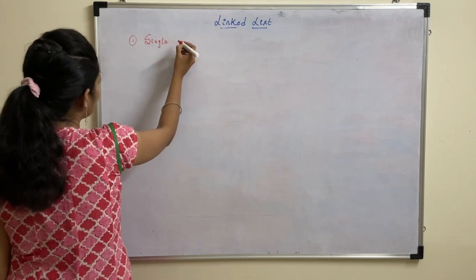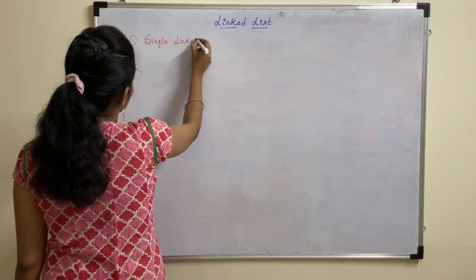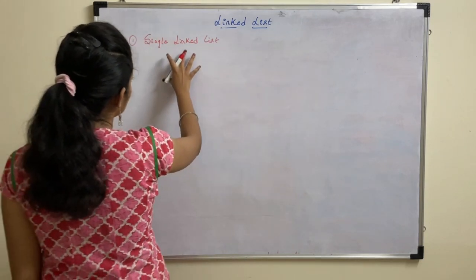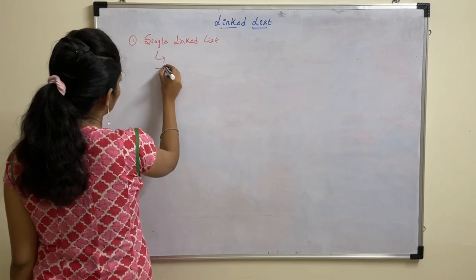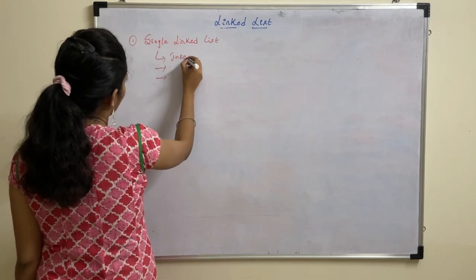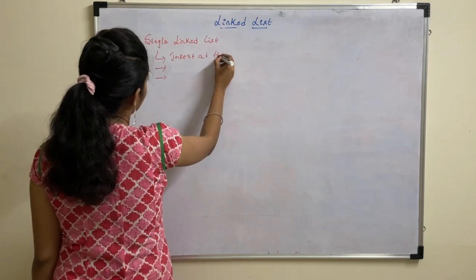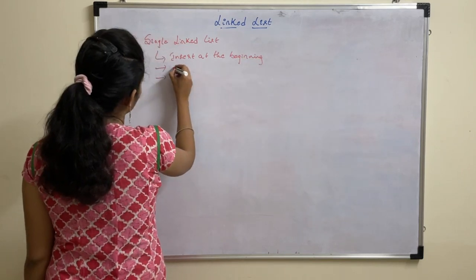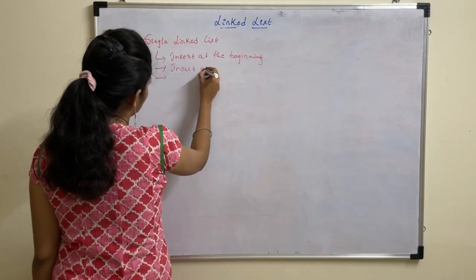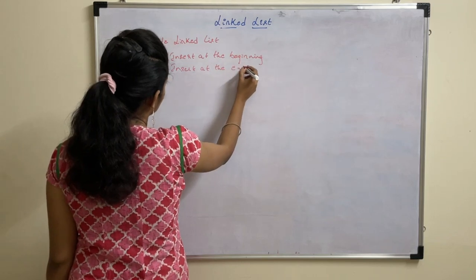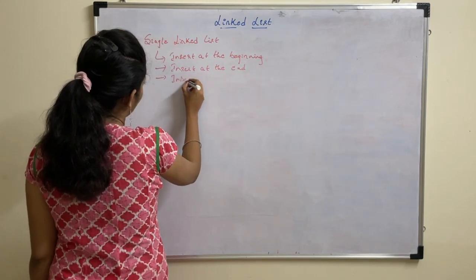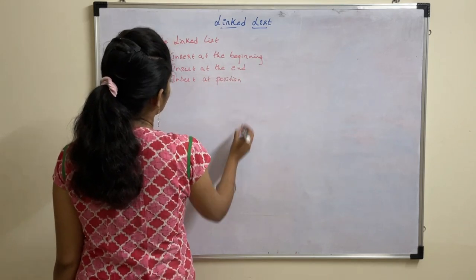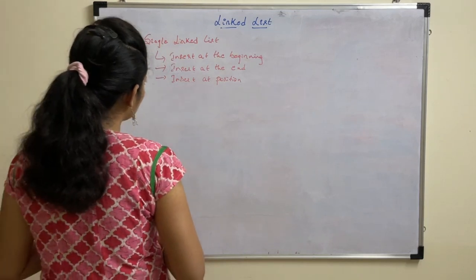Which can be called a singly linked list also. So single linked list. Here we'll perform various operations like insertion at the beginning, insertion at the end, insertion at the position. Okay, so first, what is meant by single linked list?